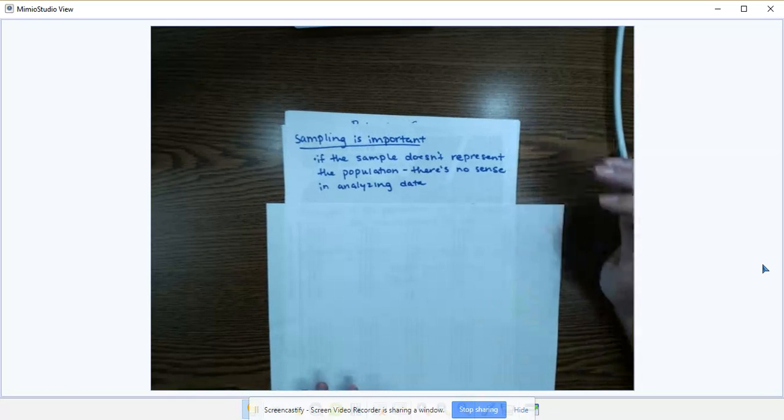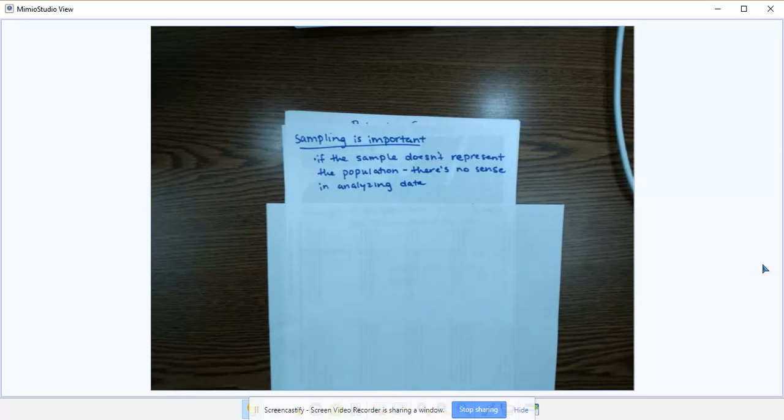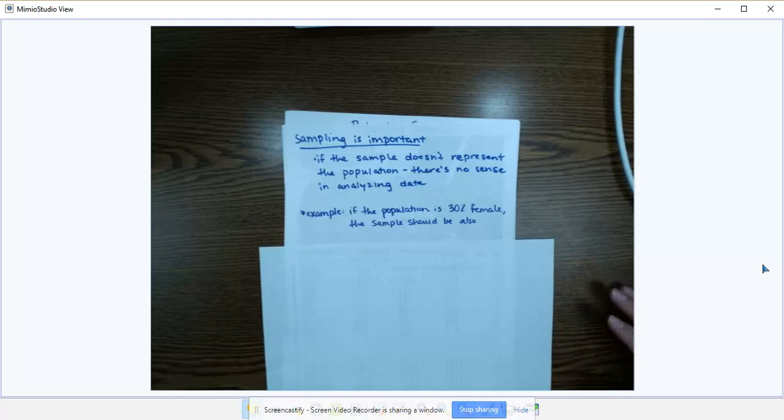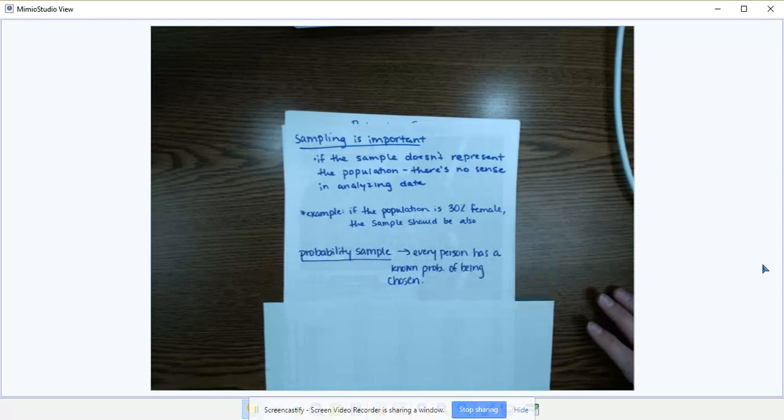Choosing your sample is really important. Like I mentioned earlier, we want it to represent our population. And if our sample doesn't represent the population, there's really no need to analyze your data because you're not going to be able to extend it anywhere. So for an example, if your overall population has 30% female, then your sample itself should also have 30% female, just so you can extend that to the whole population.